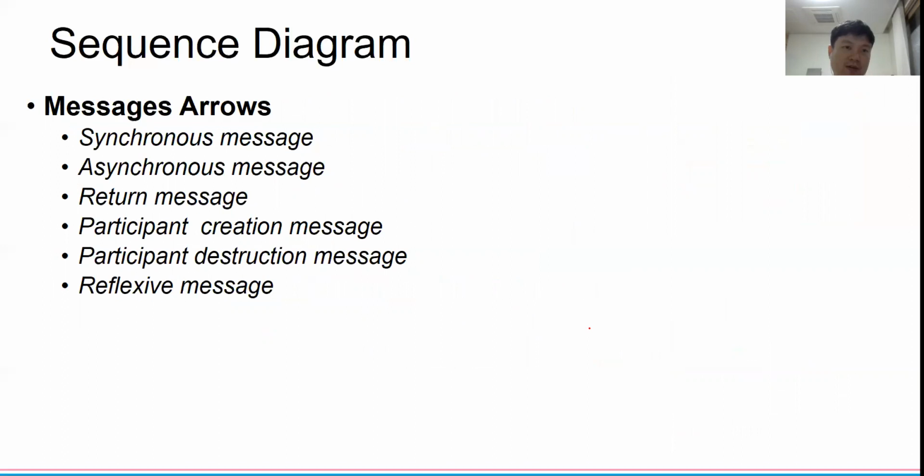There are several kinds of concepts. The names can be a bit different, or somehow similar to other literatures, but I would like to use these concepts: synchronous message, asynchronous message, return message, and we have also the participant creation message, participant destruction message, and reflexive message. So we will learn the six.